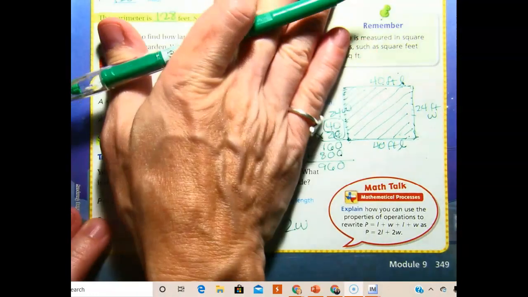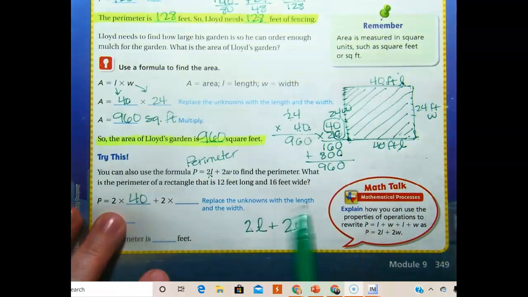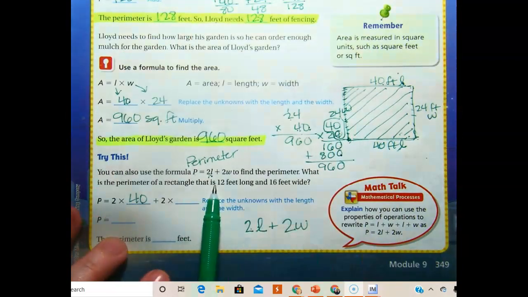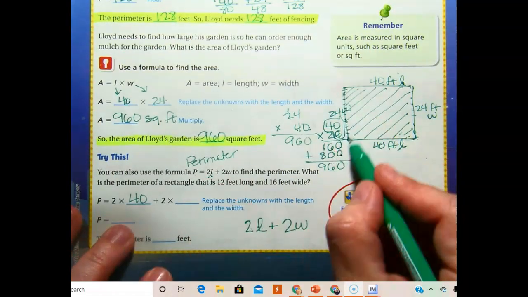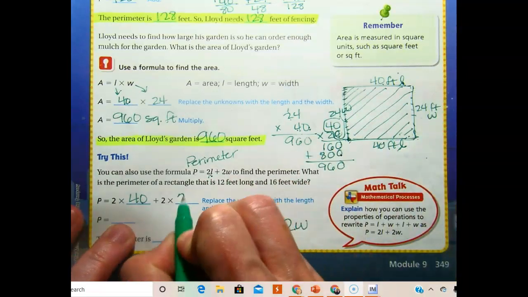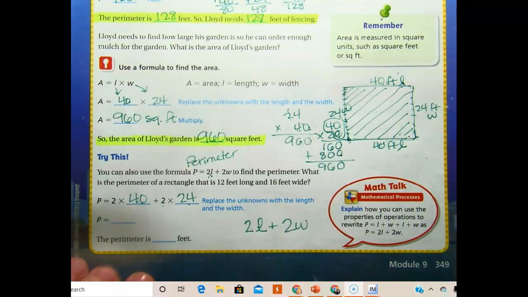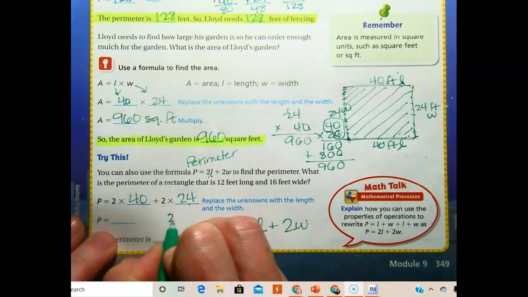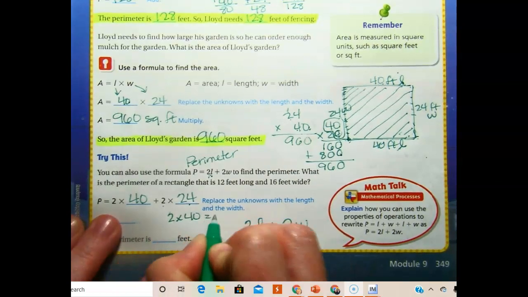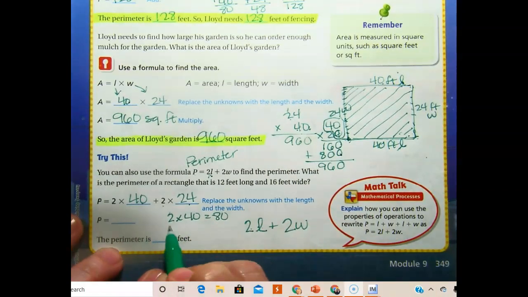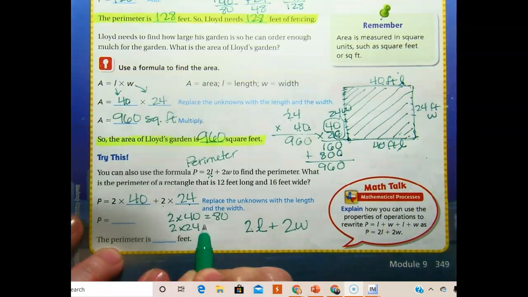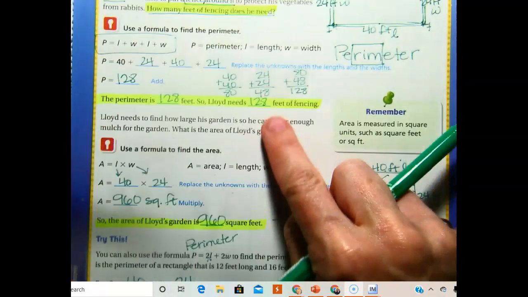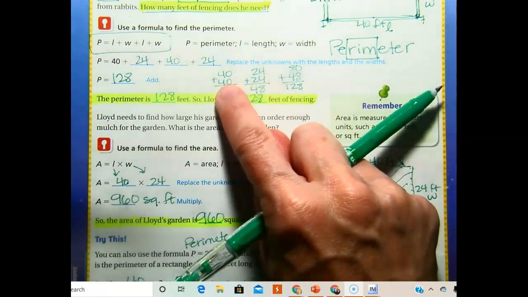Remember, we're switching back to perimeter. We're not talking about area anymore. We've switched back to perimeter. Okay, and then we're going to put that with 2 groups of the width, which is 2 times 24. Replace the unknowns with the length and width, and that's what we just did. So again, if we have 2 times 40, we know that's 80. And if we have 2 groups of 24, that's going to be 48. And we already solved that up here, right here. Isn't that 2 groups of 40?